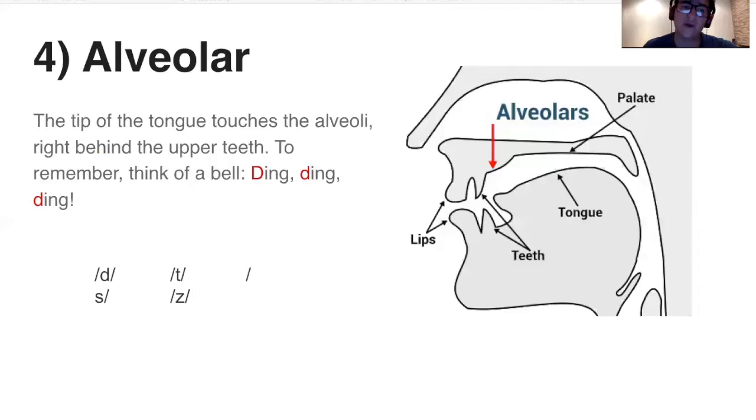Now the alveolar place of articulation is when the tip of the tongue touches the alveoli, which is right behind our upper teeth. The best way to remember this one I have found is thinking about a bell. Ding, ding, that sound d, d, d, is produced in an alveolar place of articulation because our tongue is touching the alveoli. Other sounds are t, s, and z.